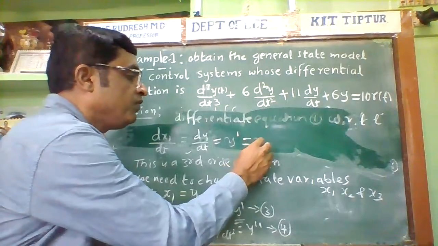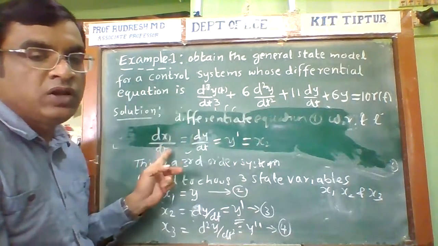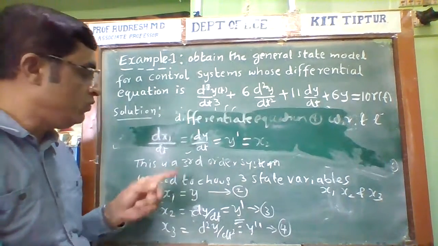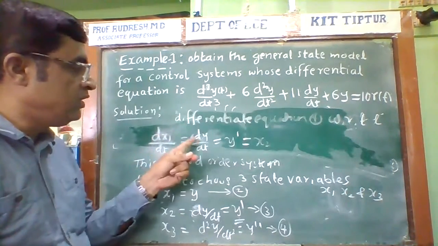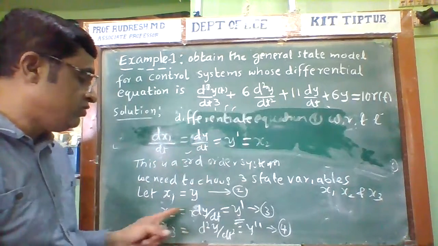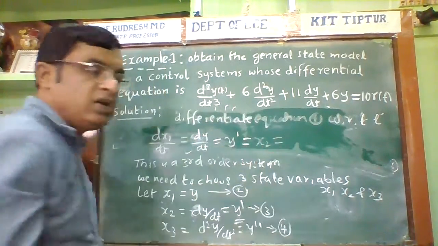What is the value of y dash? If you differentiate equation 1 with respect to t, dx1 by dt is equal to y dash. So y dash value is equal to what? y dash is equal to x2.